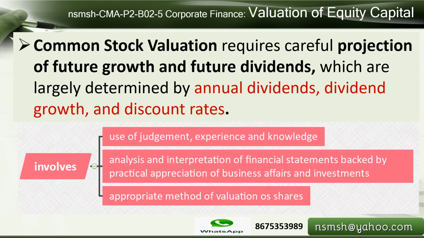Common stock valuation requires careful projection of future growth and future dividends. Only by carefully estimating the future growth and future dividends that one will receive, which are largely determined by annual dividends, dividend growth and discount rates, can we value it. What is the usual annual dividend we are getting, what is the trend, how is dividend growth happening in the market, and what are the market discount interest rates. Accordingly, only then can we judge the common stock valuation.